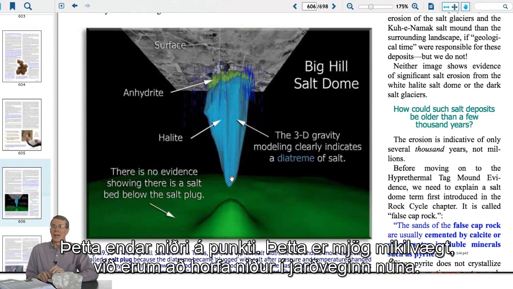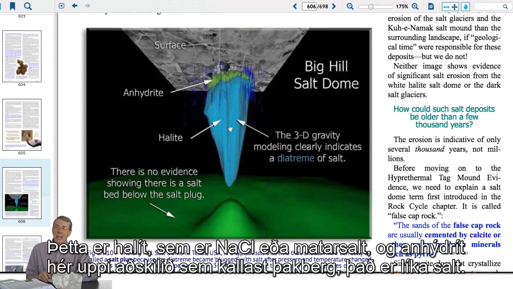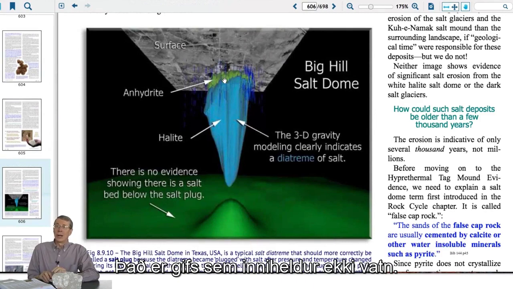We're looking under the ground right now. This is halite, which is NaCl, that's your table salt, and anhydrite up here at the very top is separate, they call it a cap rock, and it's also a salt. It's gypsum that doesn't have water in it.